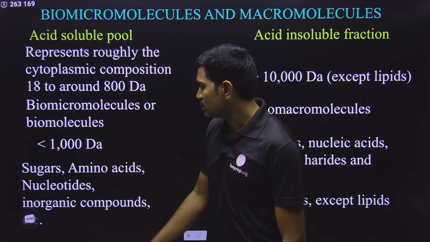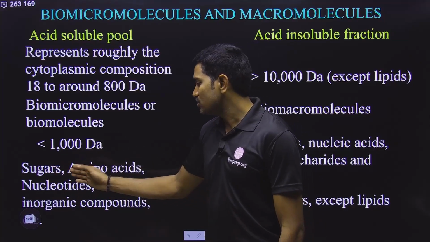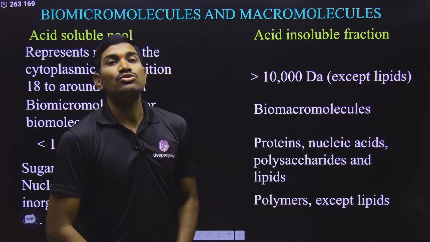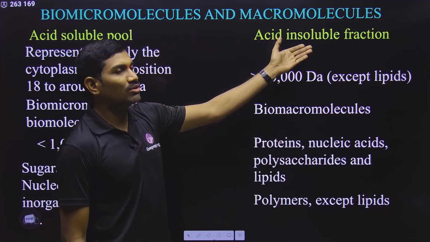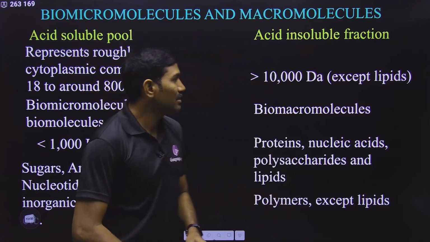Size is less than 1000 Daltons. And different components like individual small sugars, amino acids, nucleotides, inorganic compounds, all these things will come under the acid soluble pool. Next one is regarding the acid insoluble pool. It is also called the retentate. Acid soluble is called the filtrate. Please remember the names also.